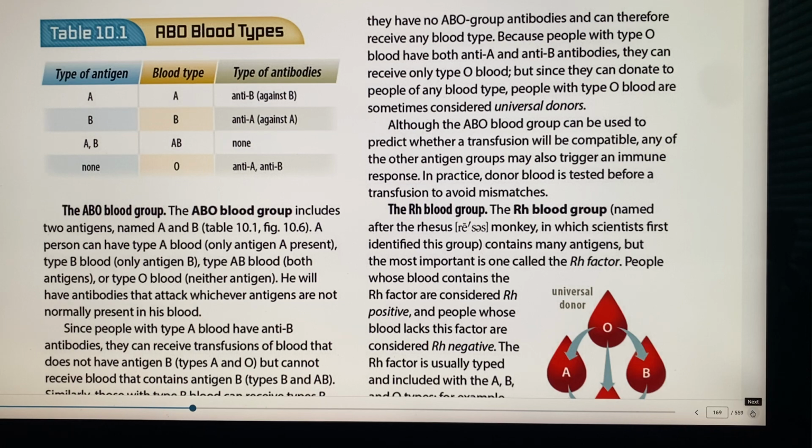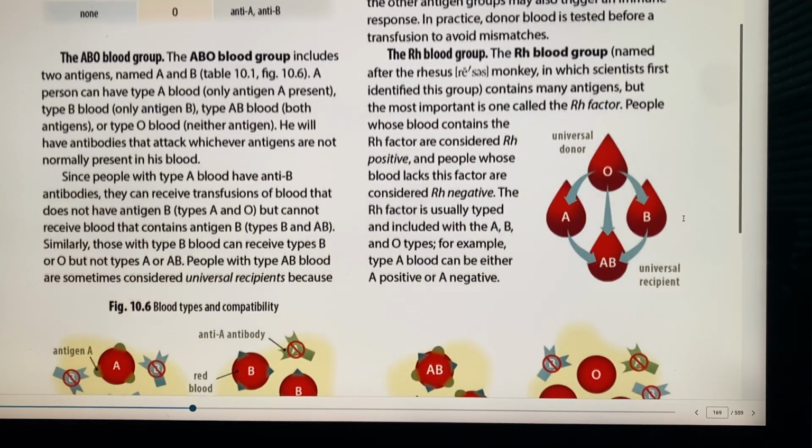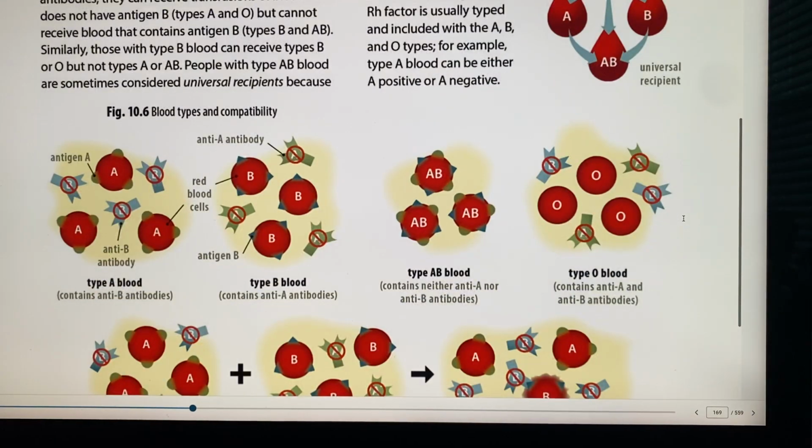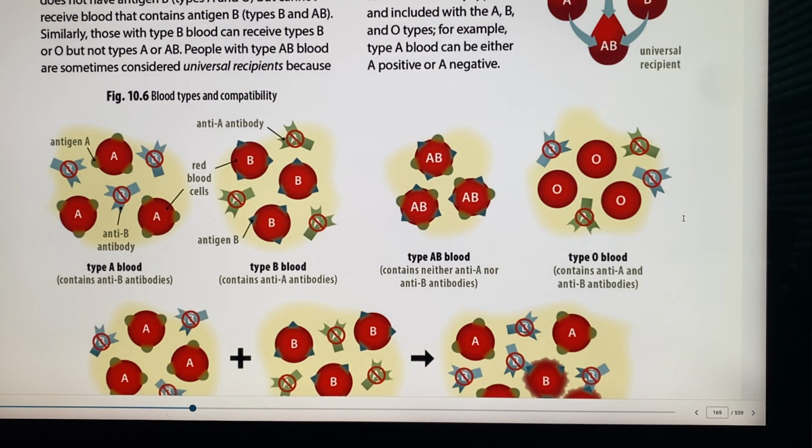Type O can only take type O, but type O can donate blood to anyone. So going on to this whole thing, let's look towards the bottom so I can explain it a little bit better. Right here, blood types and compatibility. So here we have the type A. If type B blood comes into the system, it's going to attack it. Same thing as type B. That's just what I went over.